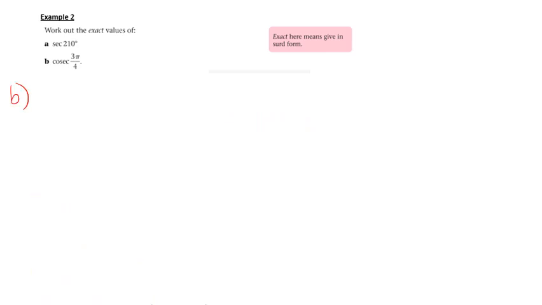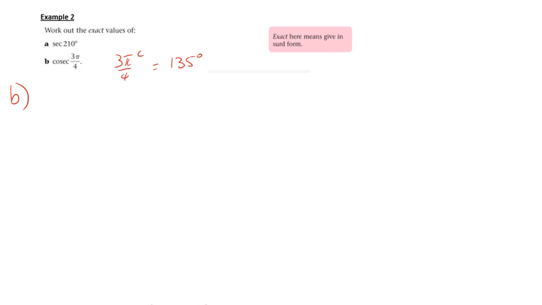So moving on to part B. Now part B is given in radians. I can spot that because it's written in terms of pi. So what I could do is change this now into degrees. So remember that pi is like 180 degrees. So if I do 3 times 180 divided by 4, I get 135.